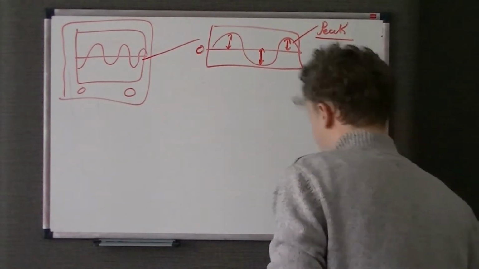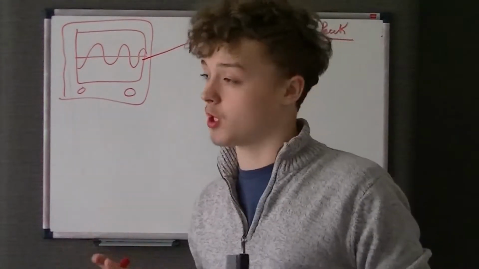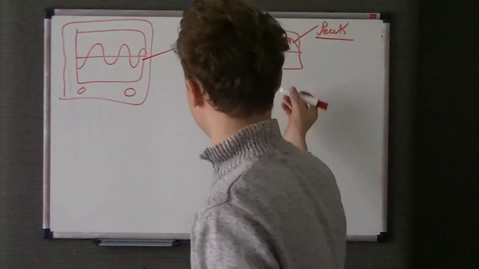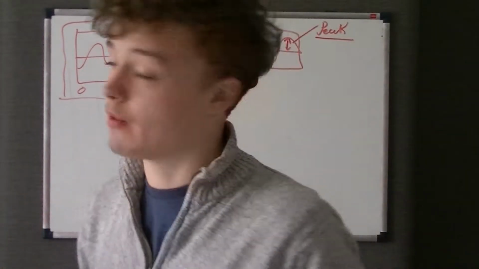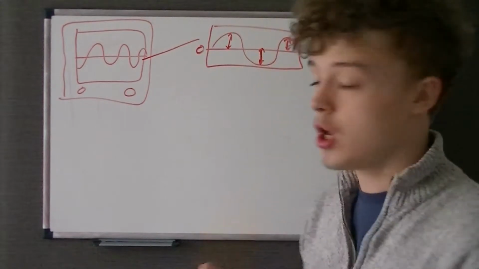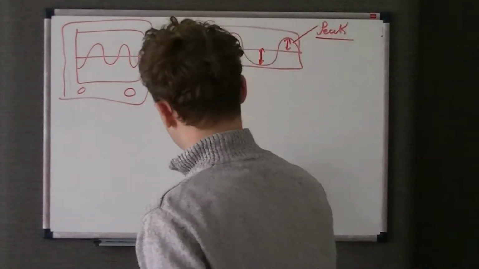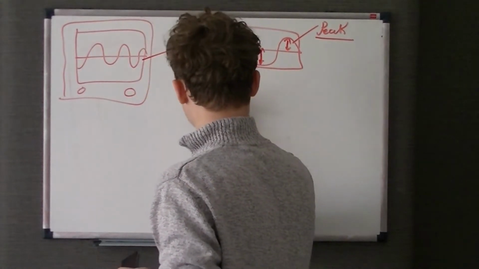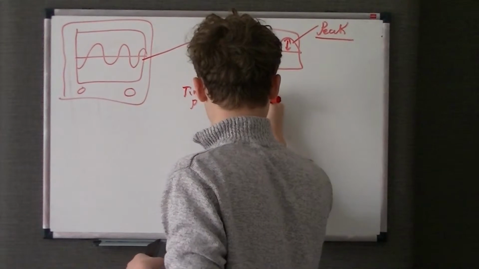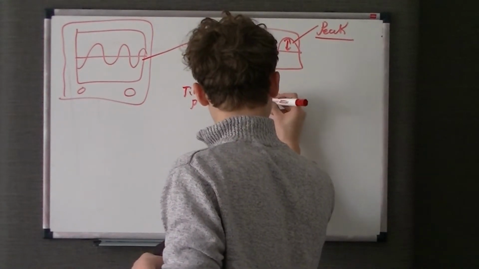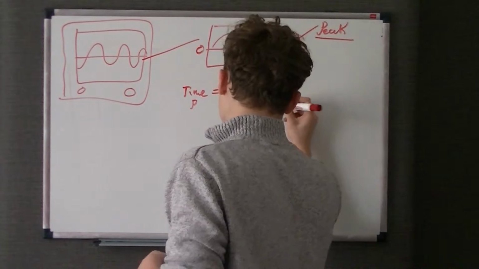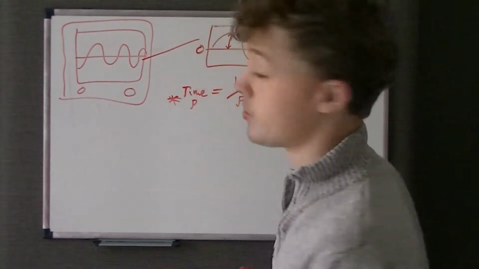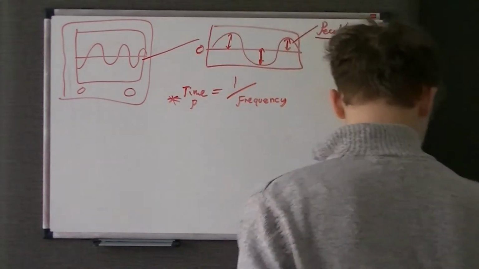The frequency is the number of cycles that pass a given point every second. A whole cycle is like a wavelength. That's one cycle. So the time period for one cycle equals 1 over the frequency. That is one formula you might remember from GCSE.